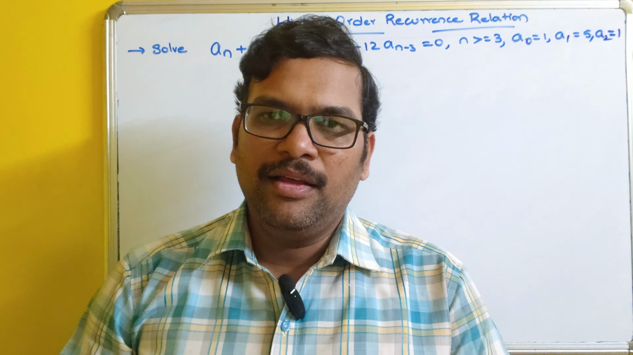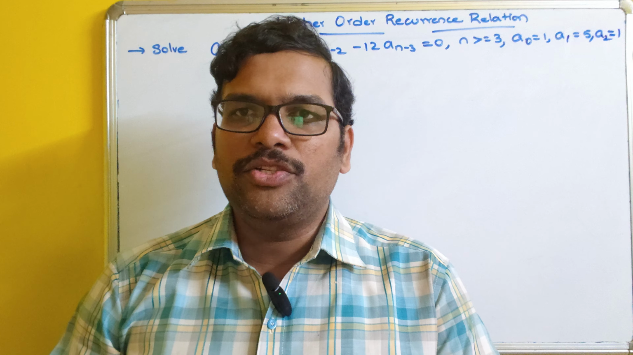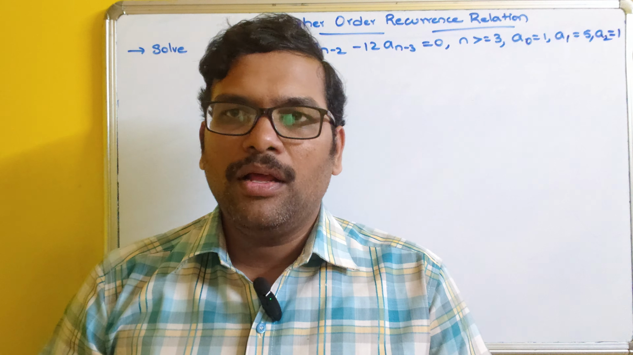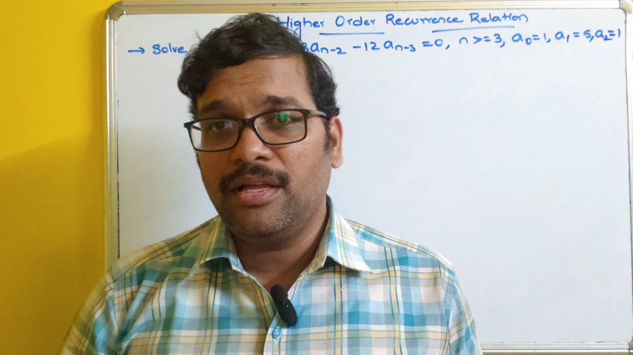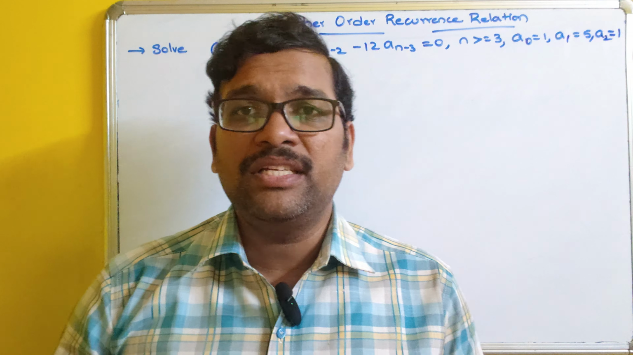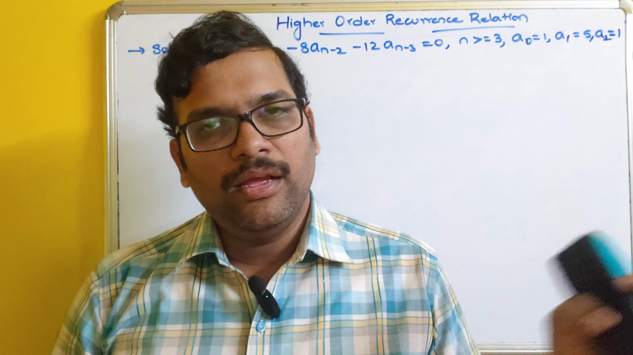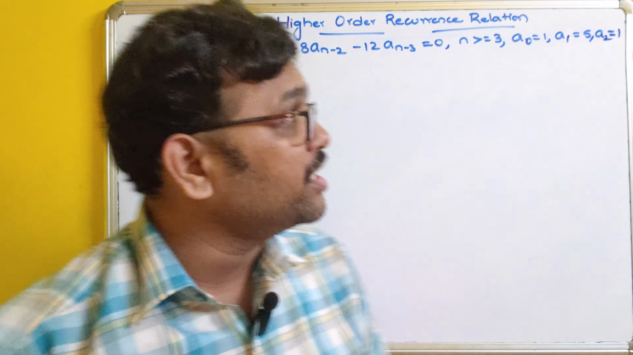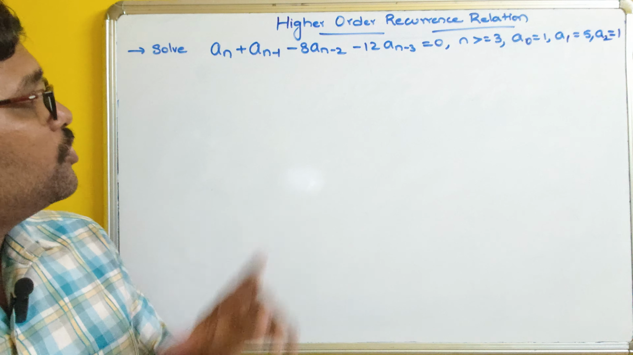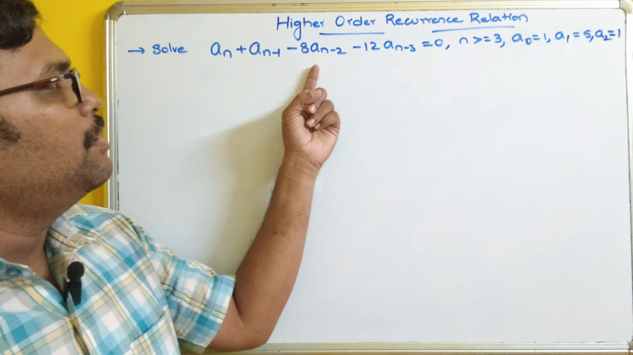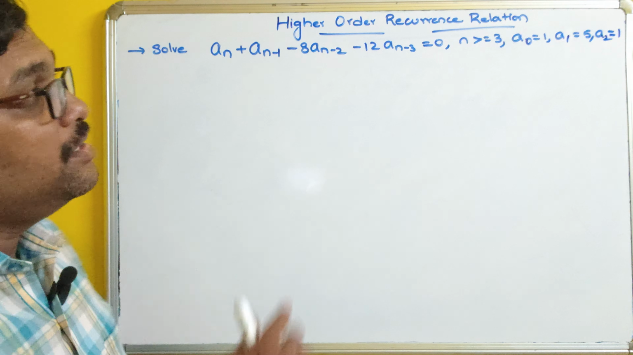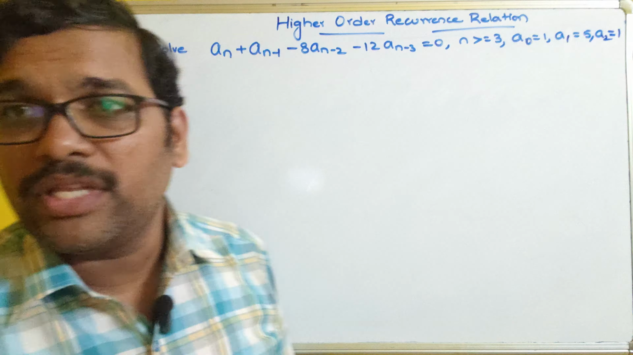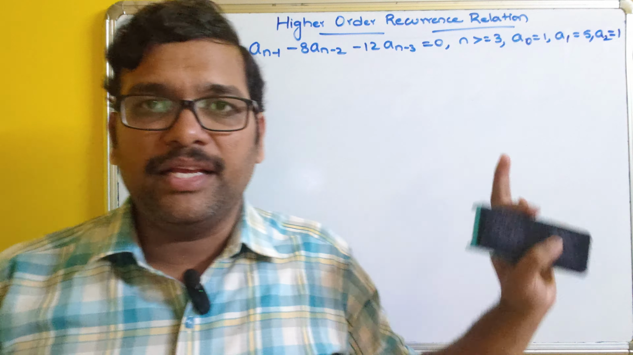So in today's session, we'll discuss one more example in solving higher order recurrence relations. In our previous session, we have seen a higher order homogeneous recurrence relation, one example in that, and now we'll solve one more example. So this is the question: a_n + a_(n-1) - a_(n-2) - 12 a_(n-3) = 0, where n is greater than or equal to 3, and given some initial cases.